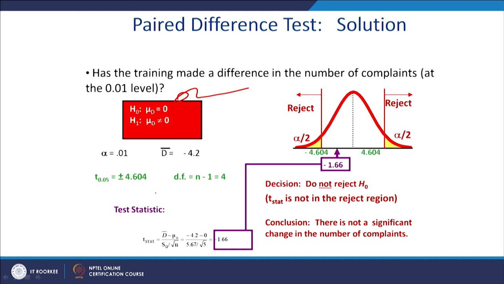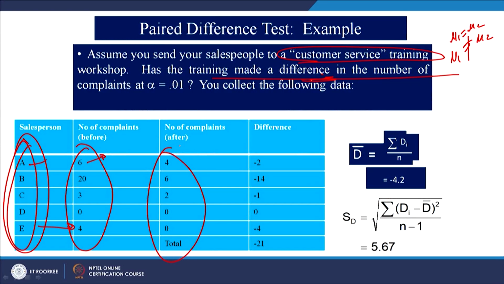So, you just calculate the t value first of all. So, d bar would be minus 4.2. How did you get minus 4.2? This is the difference: 4 minus 6, 6 minus 20, 0 minus 4. So, the sum of all these differences, minus 21, divided by 5, you will get this value as minus 4.2. Okay. Once this is known, you can calculate standard deviation as well. So, 5.67 is the standard deviation.